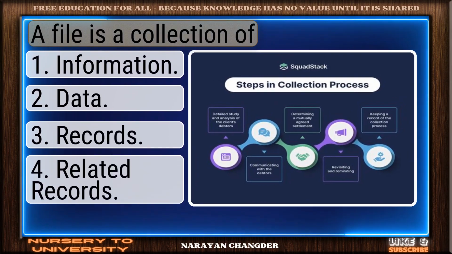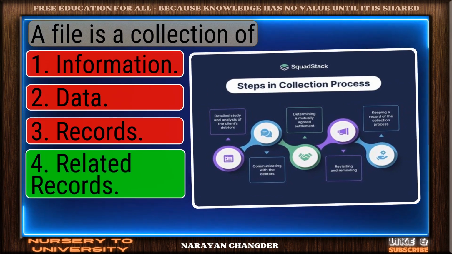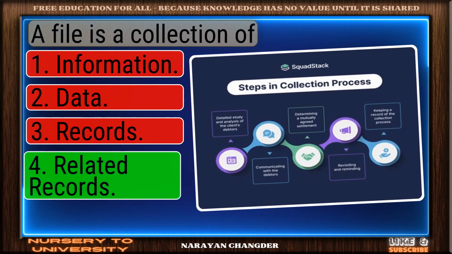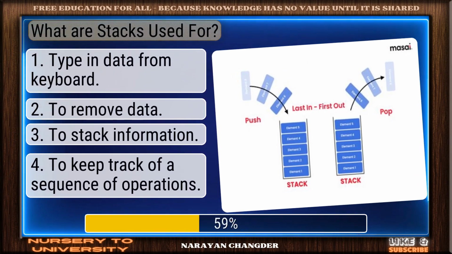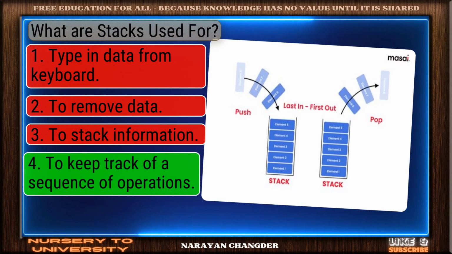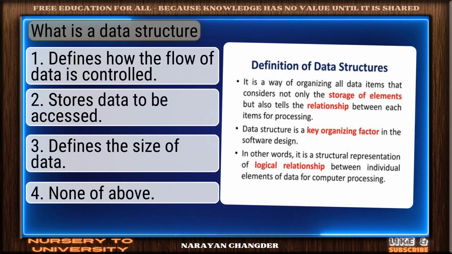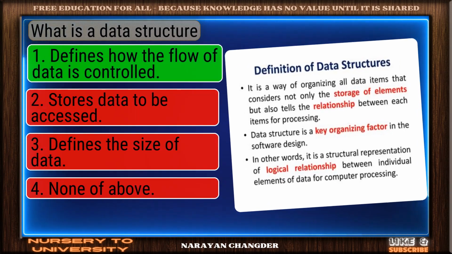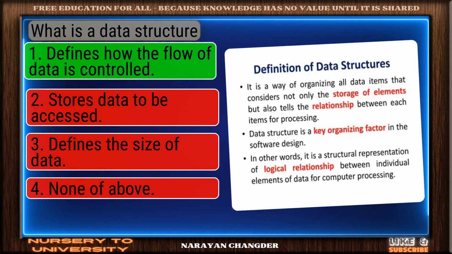Question number 54. A file is a collection of. Well-reasoned. Related records is the correct choice. Question number 55. What are stacks used for? You're right. To keep track of a sequence of operations is the correct answer. Question number 56. What is a data structure? Perfect. Defines how the flow of data is controlled is the correct choice.